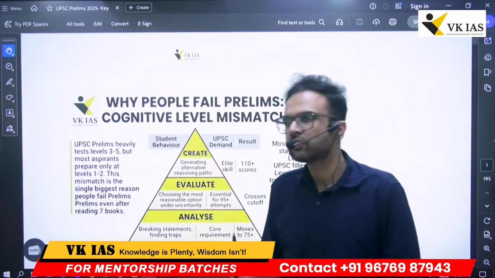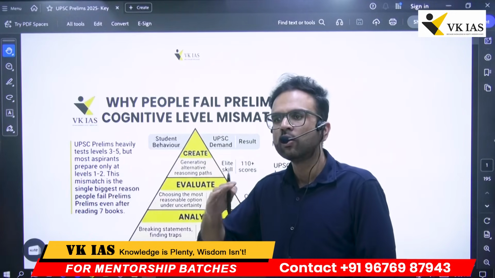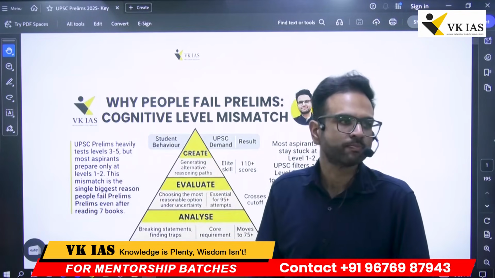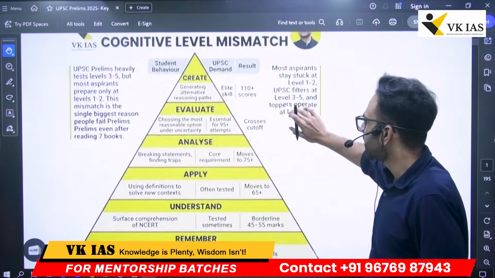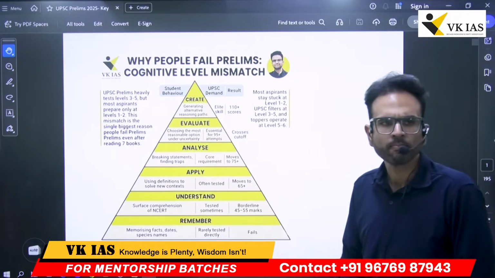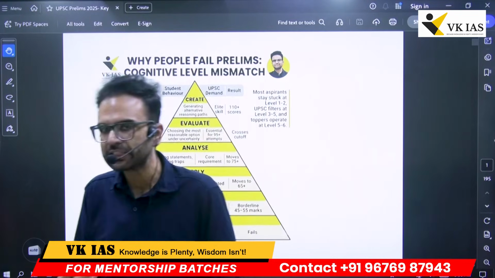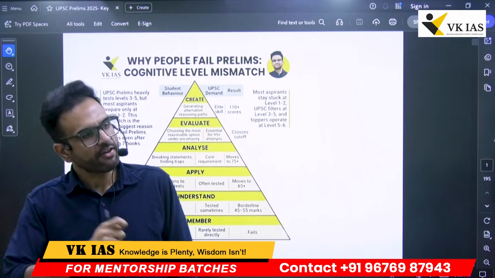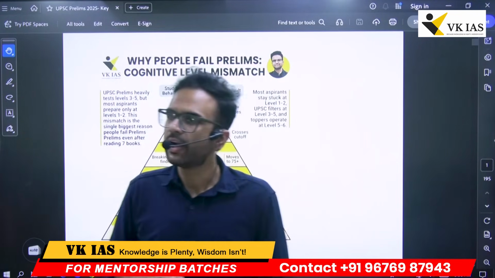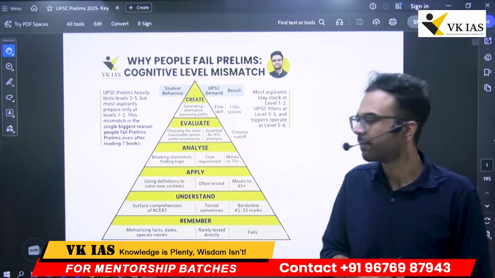Okay, Bloom's taxonomy refers to the various stages that a student should pass through to see a gradient of how the learning evolves. So this is a representation of the so-called Bloom's taxonomy. Let me explain why this is relevant for our prelims preparation and the fundamental mistake that everyone in the market is making, so that you avoid that and move towards improving your chances of clearing this exam.